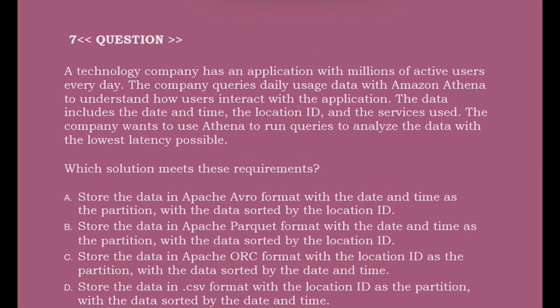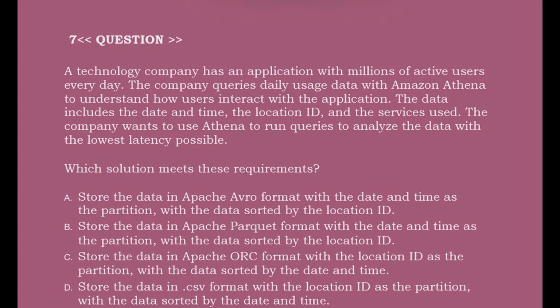Question is, a technology company has an application with millions of active users every day. The company queries daily users data with Amazon Athena to understand how users interact with the application. The data includes the date and time, the location ID, and the service used. The company wants to use Athena to run queries to analyze the data with the lowest latency possible. Which solution meets these requirements?